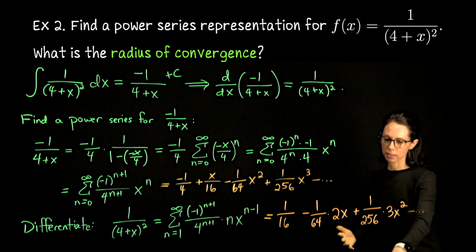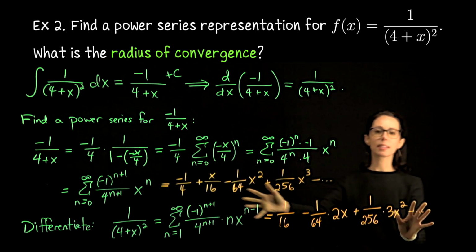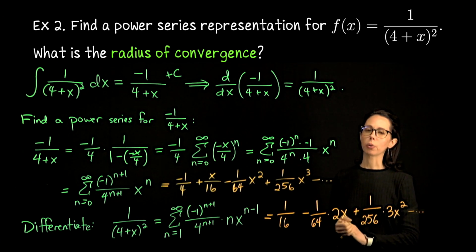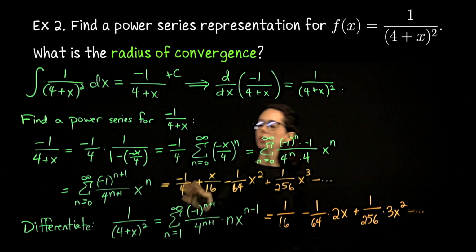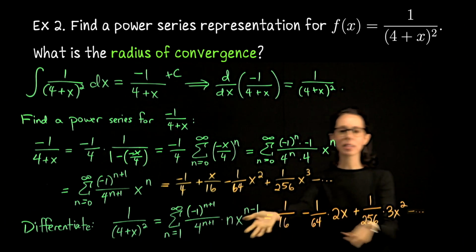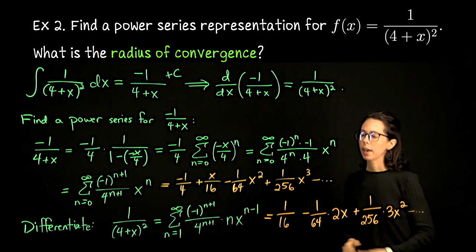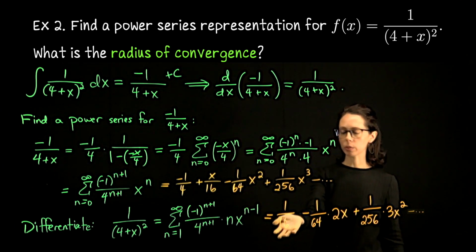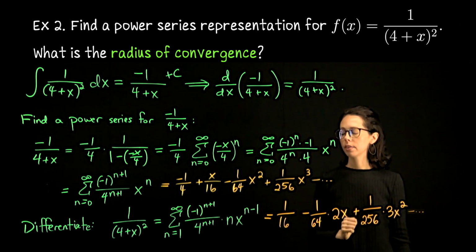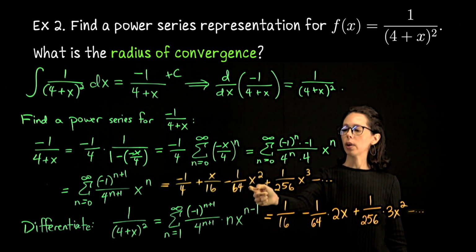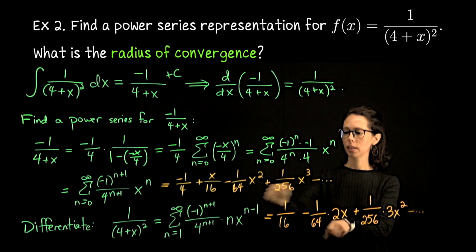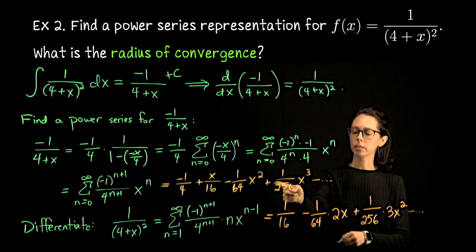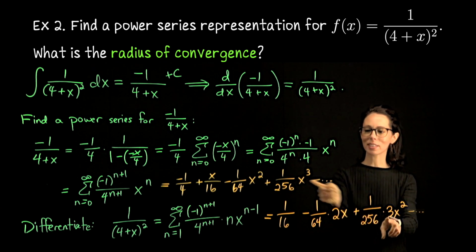So these two steps I just did here were not necessary. I just wanted to show you one more time the term-by-term differentiation coming into it. So the derivative of -1/4 was 0. We don't see that here because it's 0. And then the derivative of x over 16 was 1 over 16. The derivative of -1 over 64 x squared is -1 over 64 times 2x. Then the derivative of 1 over 256 x cubed was 1 over 256 times 3x squared.